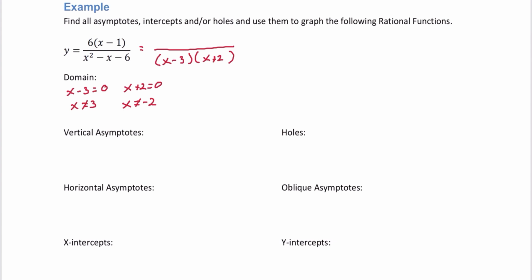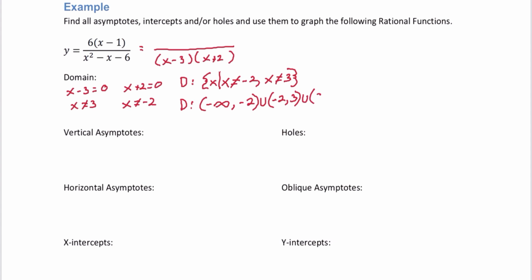As a reminder, there's two ways to denote the domain. One is using set notation: all x, such that x is not -2 and x is not 3. An alternate way to denote the domain is interval notation: -infinity to -2, union, -2 to 3, union 3 to infinity.